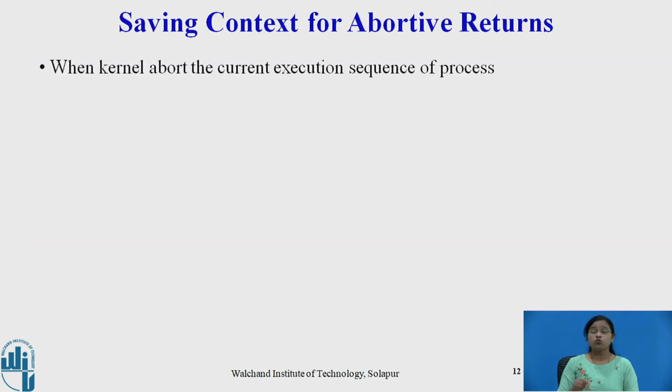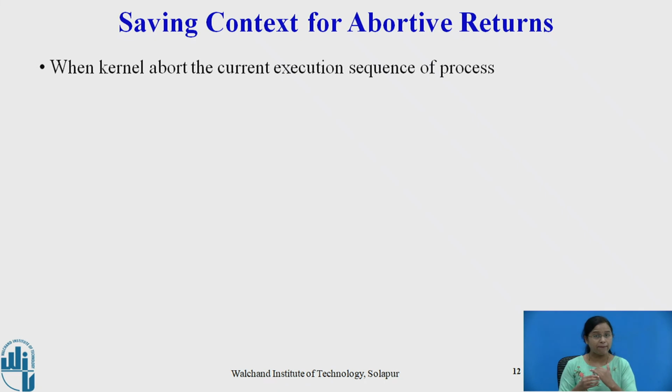Okay. Now what will be the case when the kernel aborts the current execution sequence of a process, meaning when a process executes an abort system call, meaning the process is forcefully terminated? What about such a type of process? How to save the context of such a process? So this is saving the context for abortive returns, meaning the processes which are aborted or terminated abnormally.